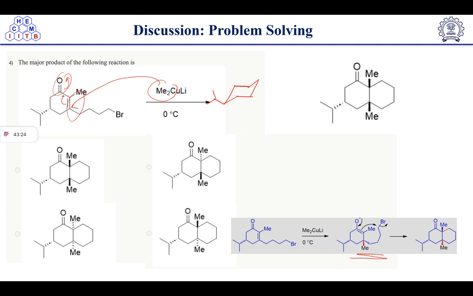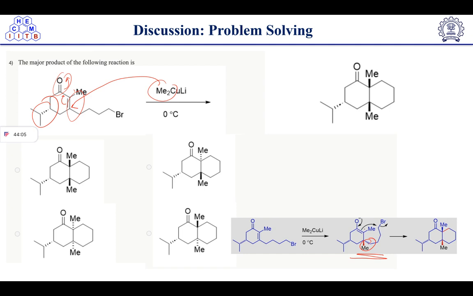Suppose this is above the plane, right? Sorry, this is planar, right? This is the planar group and this is below the plane. So the attack will always prefer from the top face, because the back side of the plane is hindered, right? So that's why the methyl group will come on the front side.